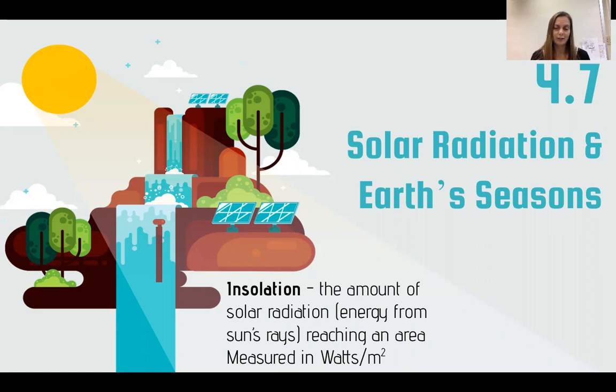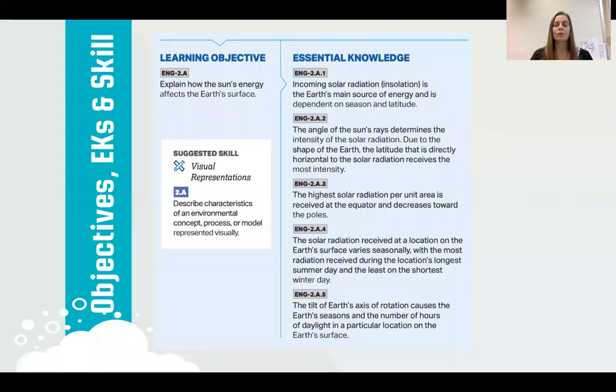Insolation, not insulation. So we're not talking about the stuff that keeps your house warm or cool, but we're talking about the amount of solar radiation that is reaching an area. And this is measured in watts per square meter. This is the energy from the sun, and it's a way for us to measure that energy. And so we're going to talk about incoming solar radiation being our main source of energy and all of the different things that impact the amount of insolation at each point on the Earth.